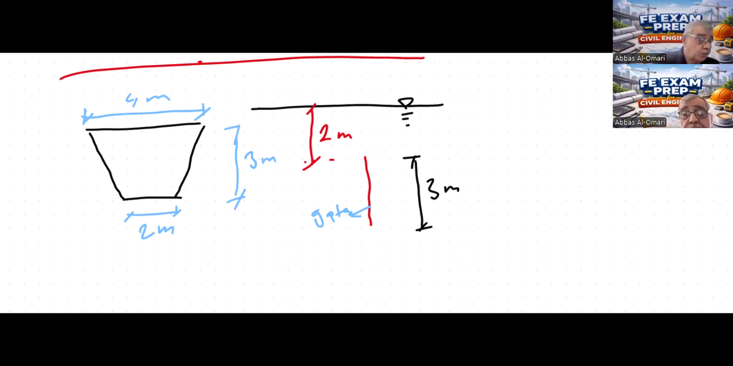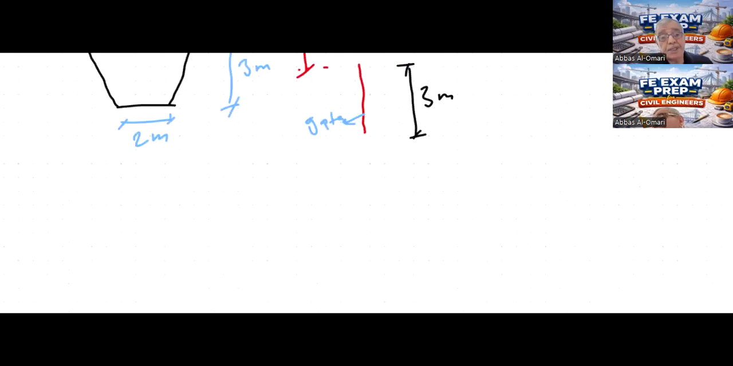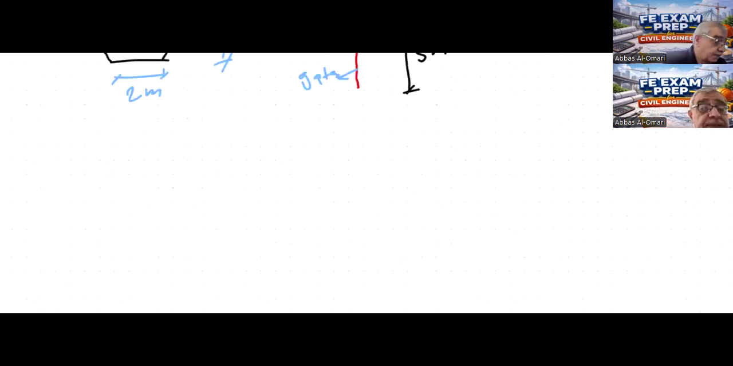Now, in this type of problem, we use the formula. The force equals pressure by area. This is a very basic definition. Force equals P average multiplied by the area. Now, area is the area of the gate. It is a trapezoidal gate, so we can find the area. So now we want to determine the pressure.